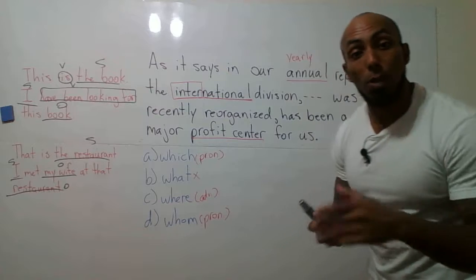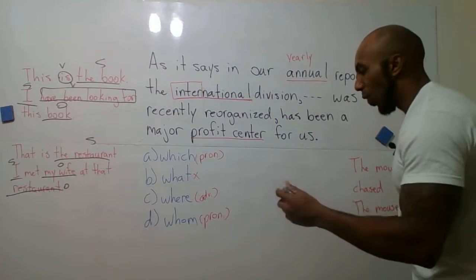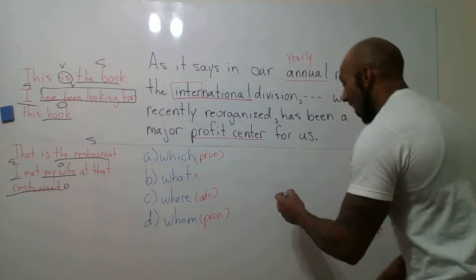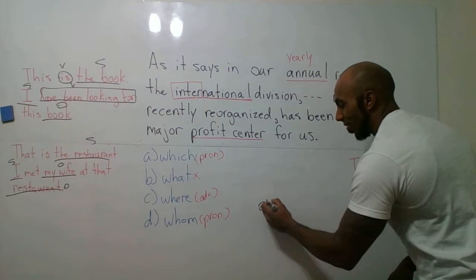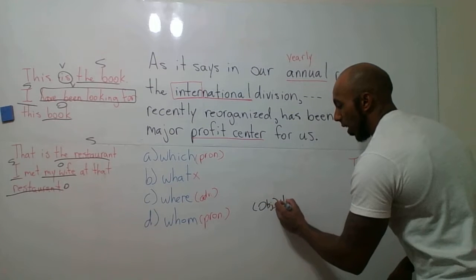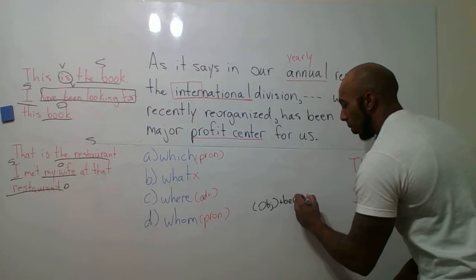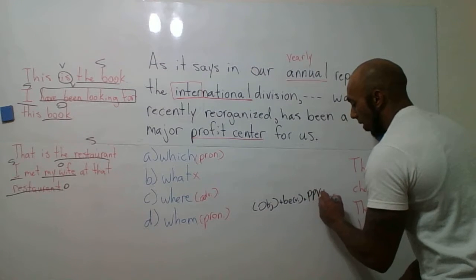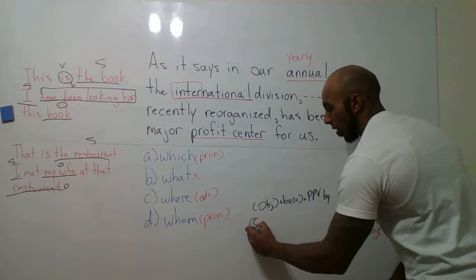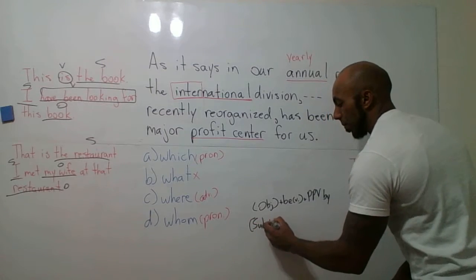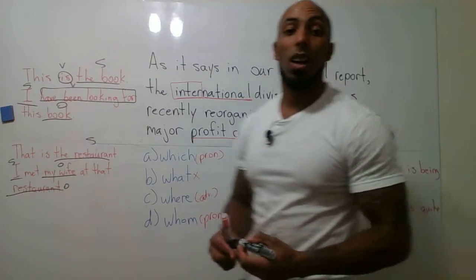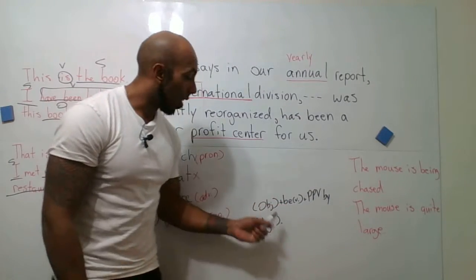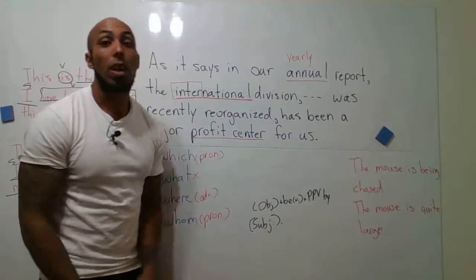The formula, whoa, I almost fell over. The formula, I won't shoot the video over again because of that blooper, okay, is object plus a be verb plus your past participle verb by your subject, okay? That's the formula for a passive voice sentence. Object, be verb, past participle verb, by subject.